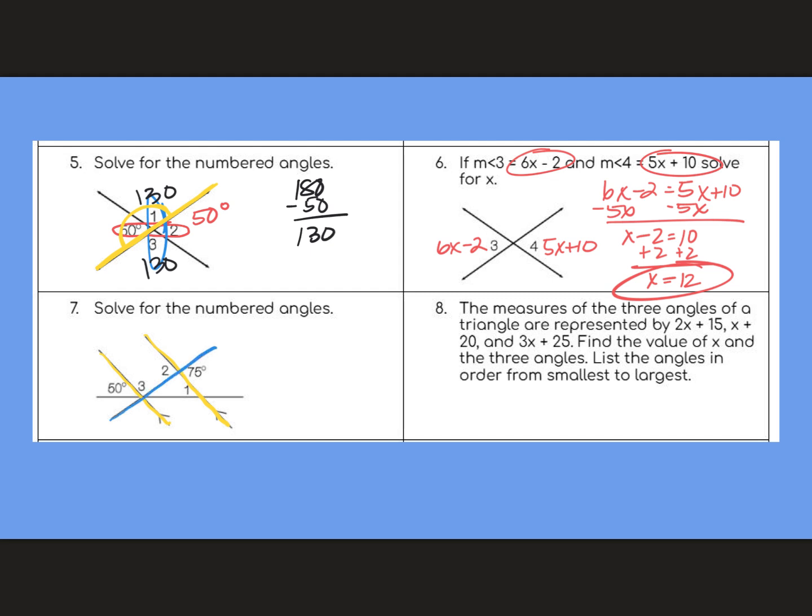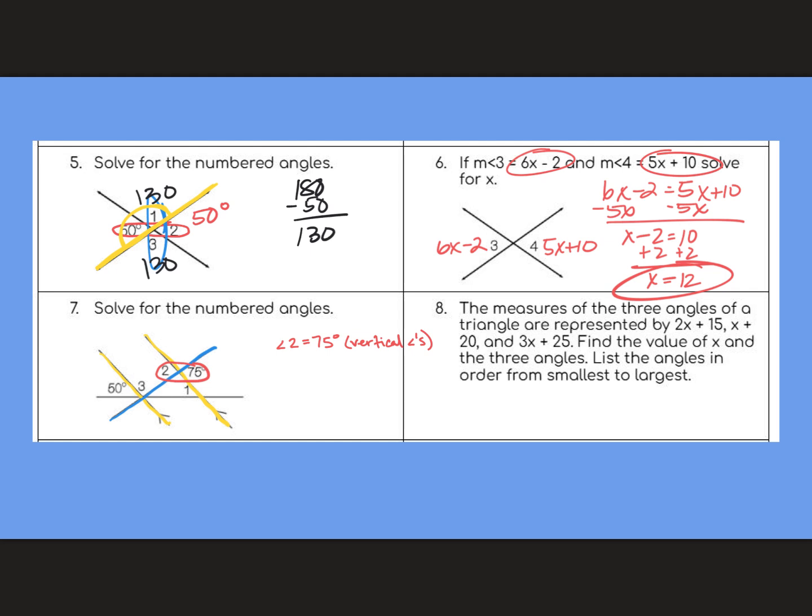When I look at the information that's here, I'm looking at the 50 and the 75. The first thing that my eyes notice is that 2 and 75 are vertical angles. So angle 2 is going to be 75 degrees, because they're vertical angles.